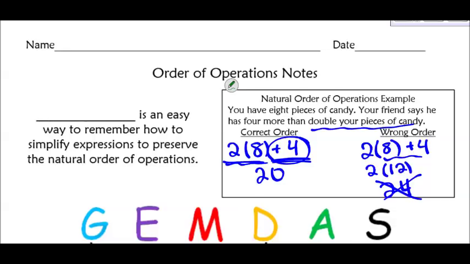An easy way to remember this is using the acronym GEMDAS. You may have heard this as PEMDAS before. It's the exact same thing. Now we want to talk about more than just parentheses. So we have to add this G instead of P, where we're talking about grouping symbols. We're talking about any sort of grouping symbol. That's going to include square roots, absolute value, parentheses, and actually fractions sometimes are used as grouping symbols.